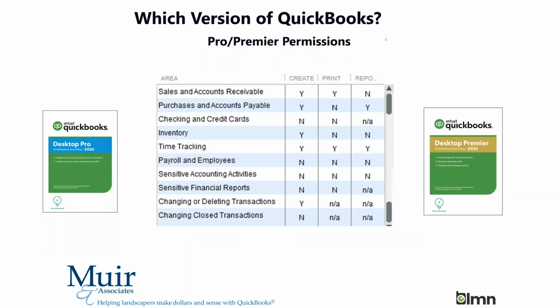So here's Pro and Premier, they have the same level of permissions. So you can see that here are the different areas, and then they can create transactions, or they can print the transaction, or they can do reports. You can give them access to all 3 if you want, like you see in the time tracking. Probably the only thing I would like to see changed is that they had the ability to change but not delete transactions. So that's a tough call there, as far as restricting.